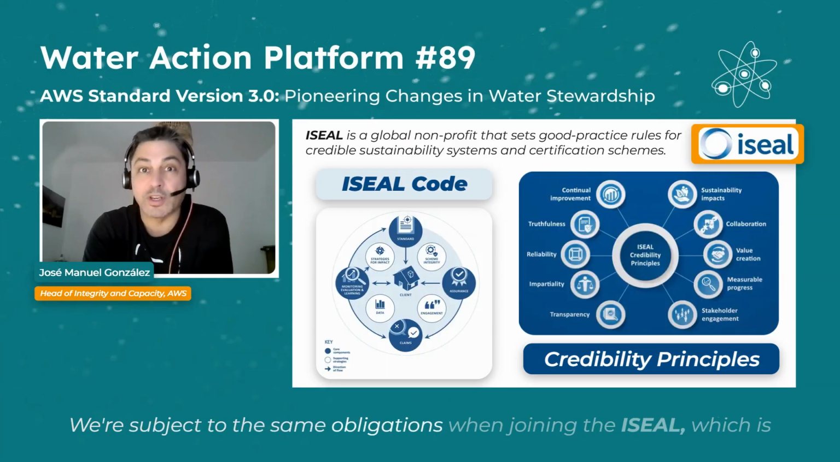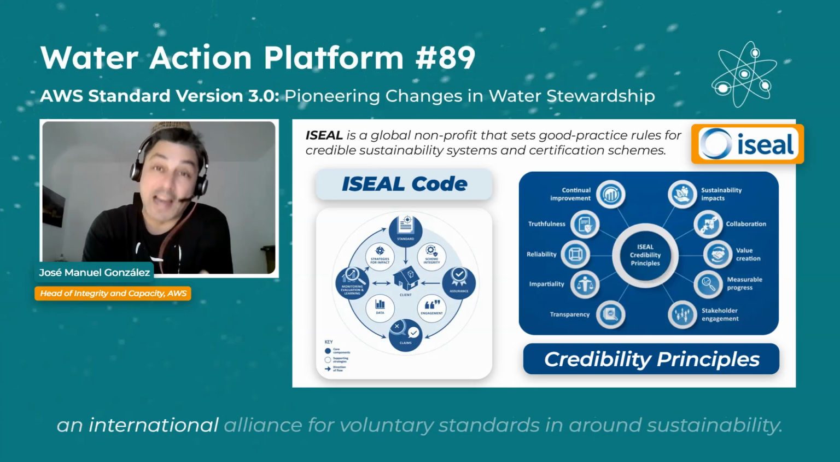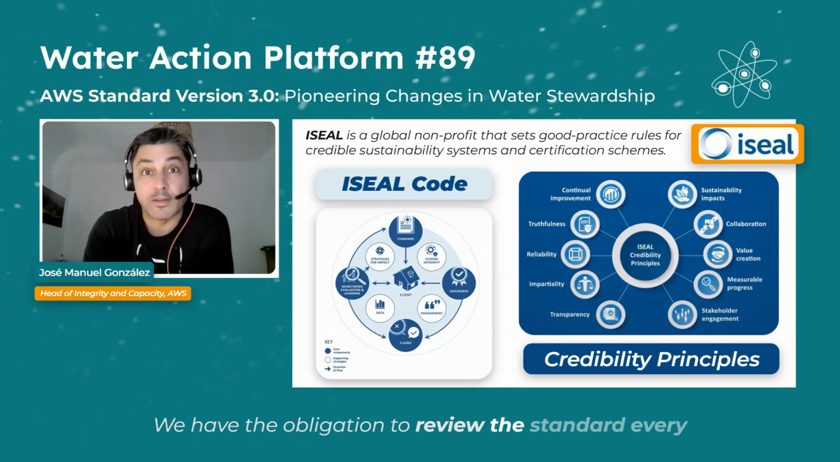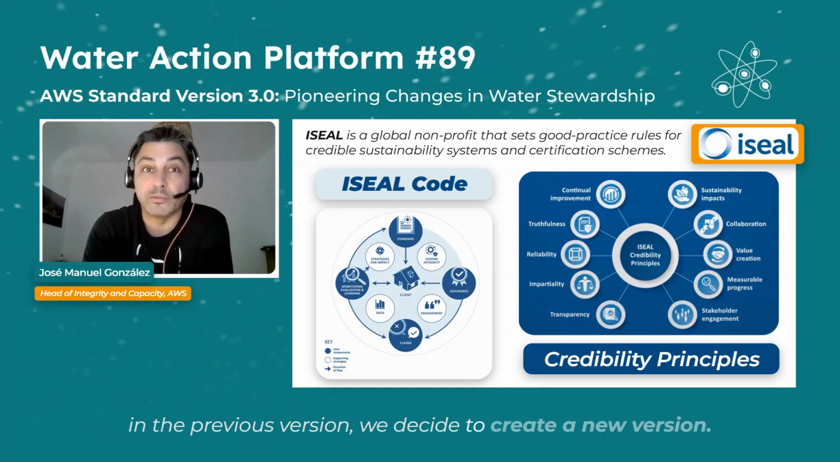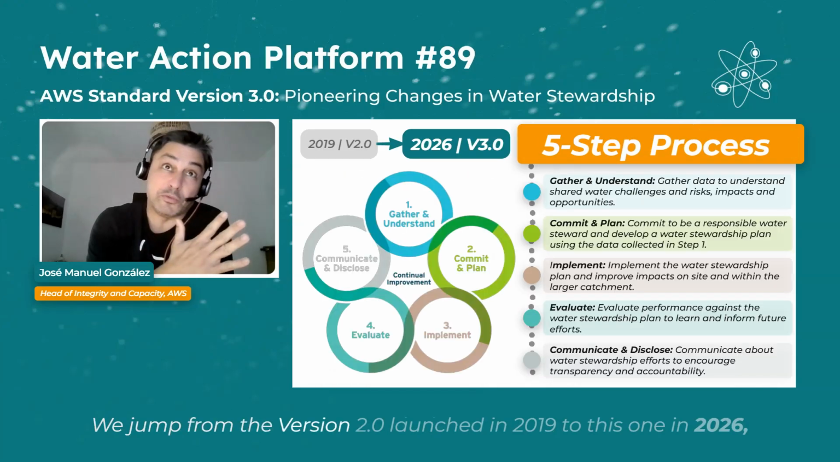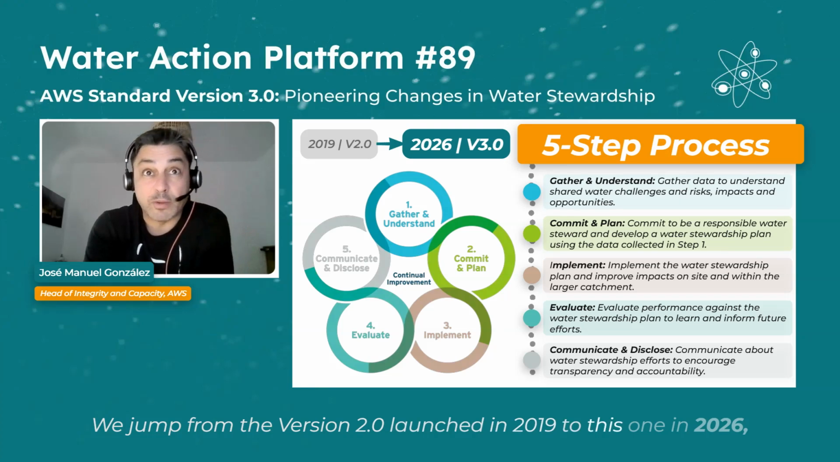Excellent. Now, we're here to talk about the update to the standard, in fact, version 3 of the standard. So tell me, what is the standard and what was wrong with version 2 that meant that we needed a version 3? No, it's a common itinerary. We have all the voluntary standards talking about sustainability. We are subject to the same obligations when joining the ISEAL, which is an international alliance for voluntary standards around sustainability. We have the obligation to review the standard every 5 years. And when the review offers insights on the improvements needed or new trends not included in the previous version, we decide to create a new version. We jump from version 2, launched in 2019, to this one in 2026.